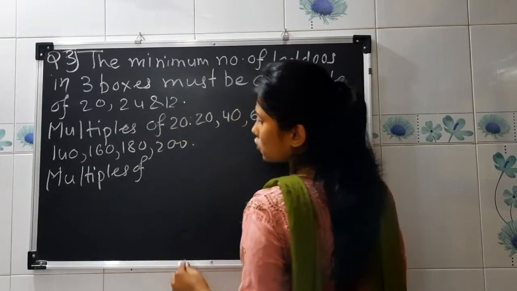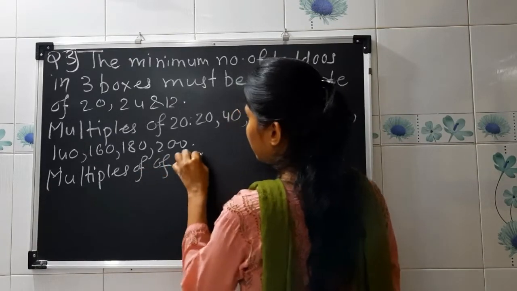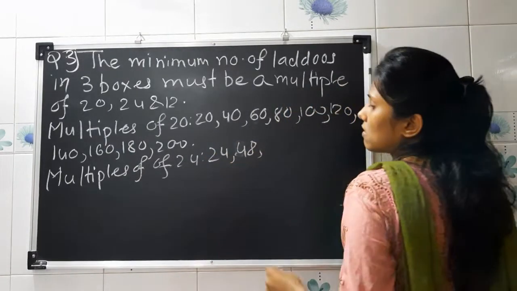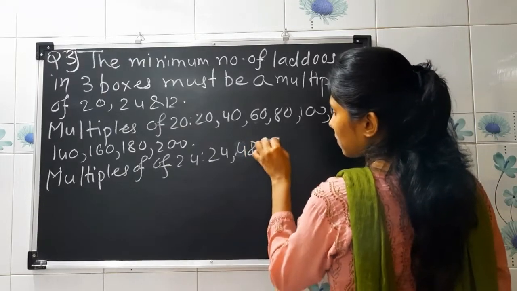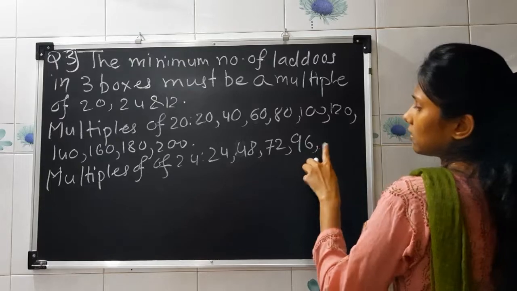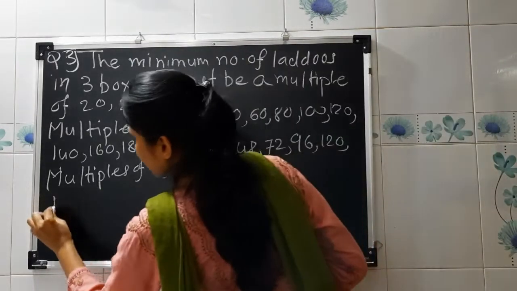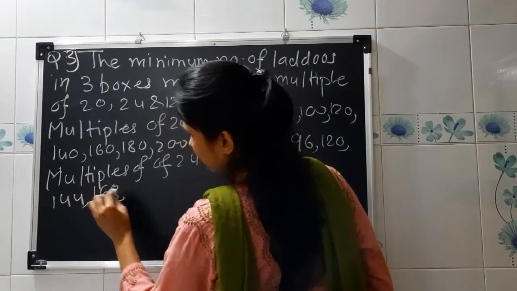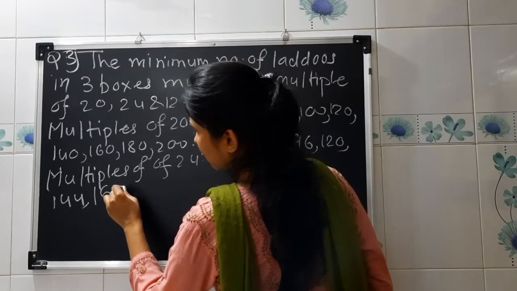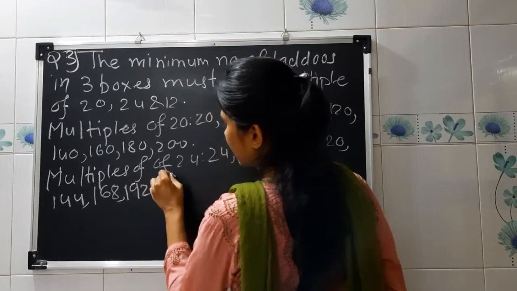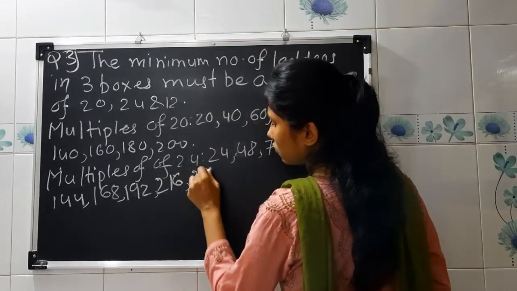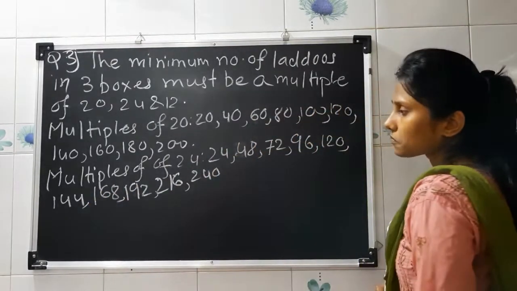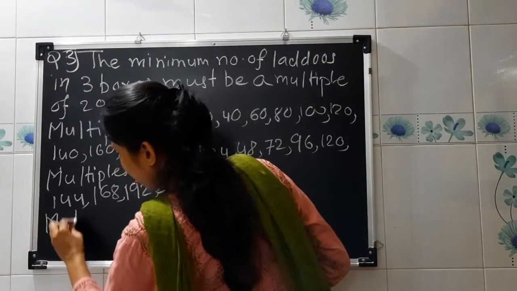Then we will find the multiples of 24. 24 ones are 24, 2s are 48, 3s are 72, 4s are 96, 5s are 120, 6s are 144, 7s are 168, then 8s are 192, 9s are 216 and 10s are 240.